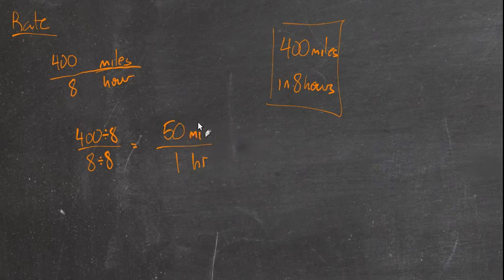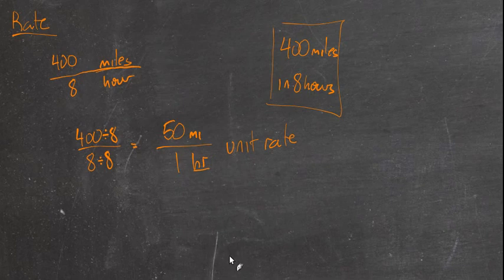Anyway, that there is what we call the unit rate. Okay, a unit is just a 1. It's just one of whatever we're talking about, and here we have 1 hour. The unit rate is how many of these per one of these.